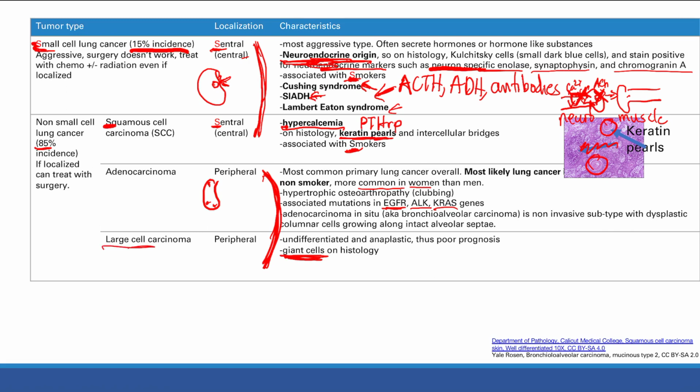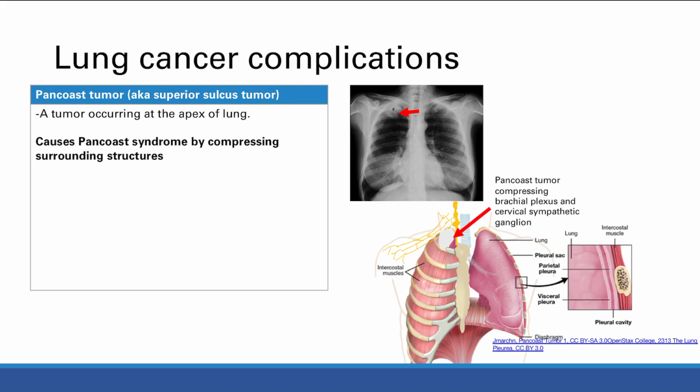So know all these different subtypes of lung cancer. You got the small cell, and the chart's going to help you a lot because you got the two S's on top. They're both central, they're both associated with smoking. Small cell lung cancer has this neuroendocrine origin, so it has all these endocrine syndromes, and then the rest is pretty easy. Now we're going to go into complications.